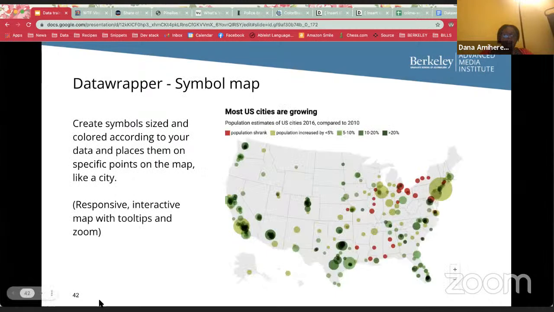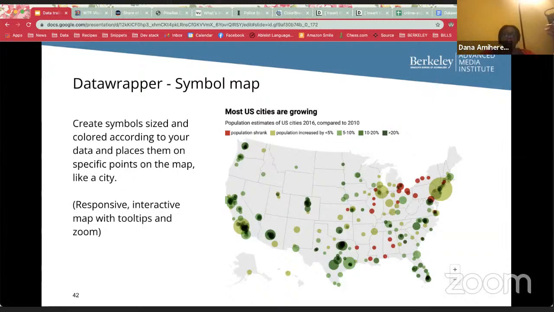Okay, the second type of map is a symbol map. So this is the one that someone was trying to make, that weird conceptual thing that I showed you also for the poverty levels in the US. This is what one done appropriately is supposed to look like. So you actually create symbols. In this case, they're using circles and they're sized according to what the data is. So bigger is usually a bigger amount, smaller is a smaller amount.